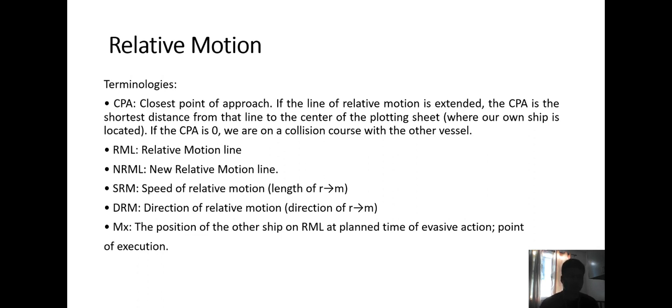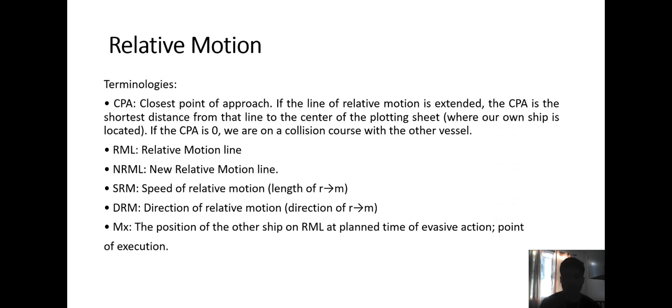RML is the relative motion line. New RML is the new relative motion line, which is derived as time moves forward. SRM is the speed of relative motion, the length of R to M. DRM is the direction of relative motion, or the direction of R to M. The point of execution, or MX, is the position of the other ship on the RML at the planned time of evasive action.